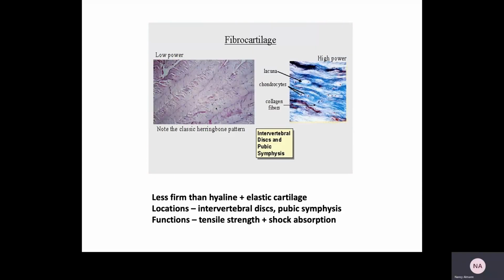Fibrocartilage is going to be less firm than both hyaline and elastic cartilage, and it's going to play hugely important roles in what are known as symphyses. When you talk about the intervertebral discs, when you talk about the disc in between the pubic bones, they will be fibrocartilaginous discs. It has a lot of tensile strength because it's going to contain a fair amount of collagen, and it will also provide shock absorption.